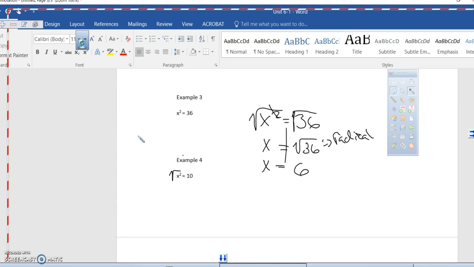So how do we do this one? Well, we take the square root, so x is equal to the square root of 10. That's radical form. We could estimate it, and we'd only be able to estimate it because it's an irrational number. I think we did it earlier, and it's about 3.1. It's an estimate. The exact answer would be the radical of 10.